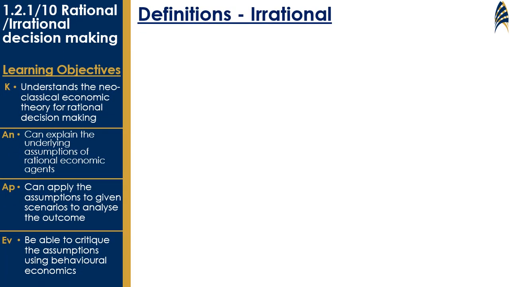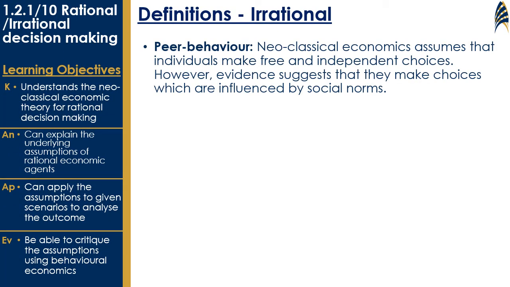Some definitions of irrationality. Peer behaviour. Neoclassical economics assumes that individuals make free and independent choices. However, evidence suggests that they make choices which are influenced by social norms. God, there's loads of examples of this.